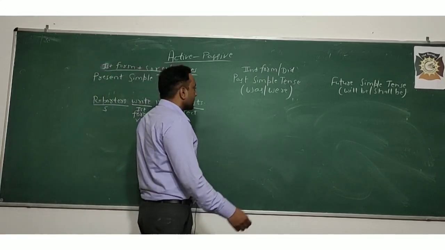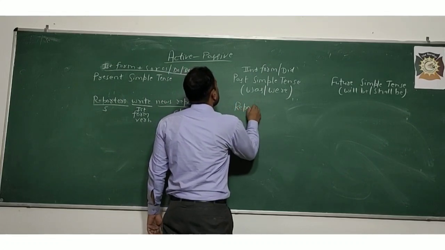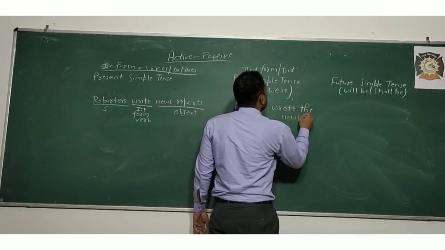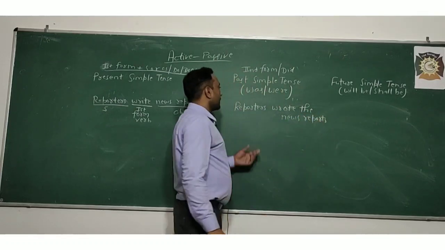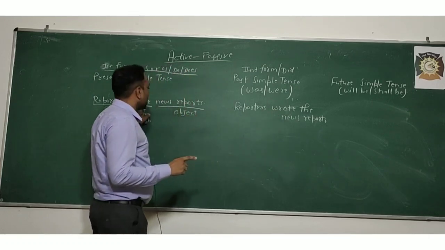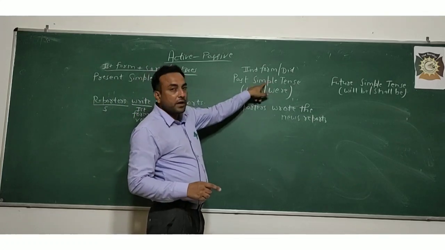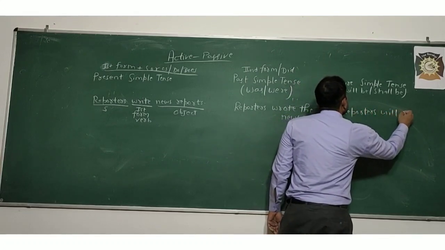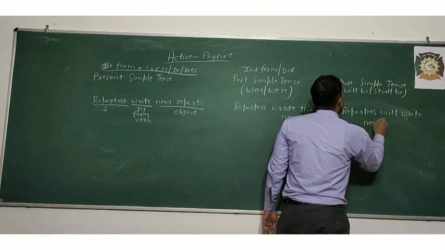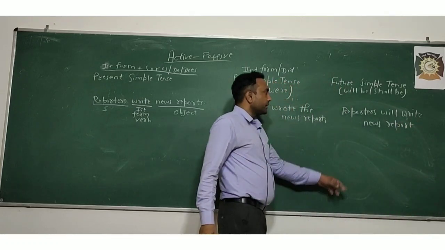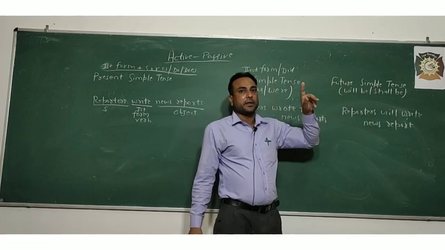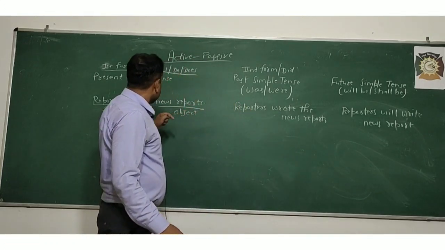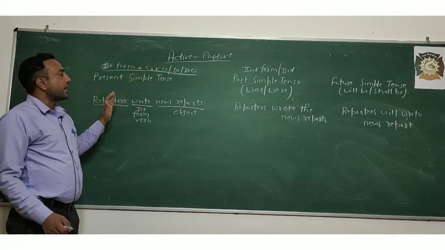I will write the same sentence in past simple tense: reporters wrote the news reports. Wrote is the second form, keep it in mind. First form means present simple tense; wrote indicates past simple tense. And now: reporters will write news reports. Will indicates future simple tense. You need to keep it in mind. The pattern is the same, you just have to make slight changes, and with these slight changes you will be fluent. You will be an expert in changing sentences of active voice and passive voice.